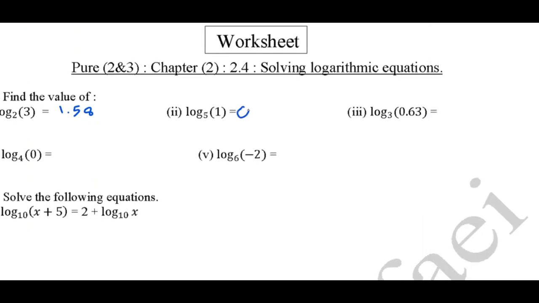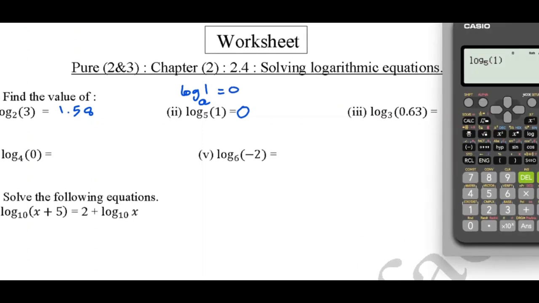0. And this is a rule we learned that log 1 to the base a equals 0. Continue. Equals, oh, it's a negative 0.421.